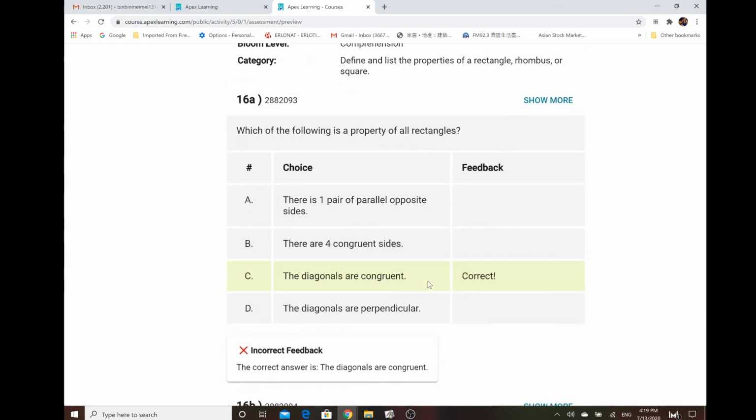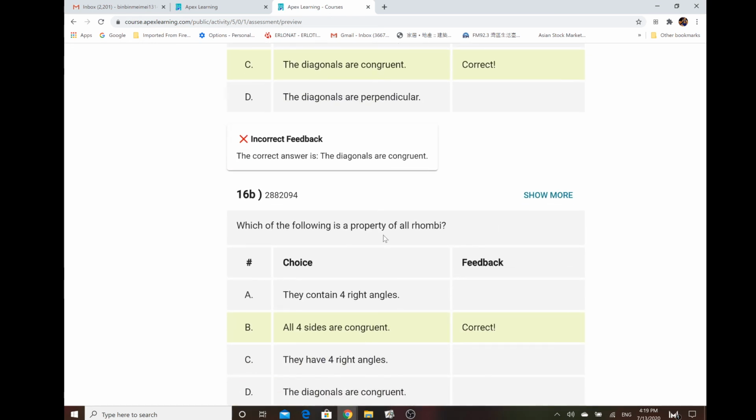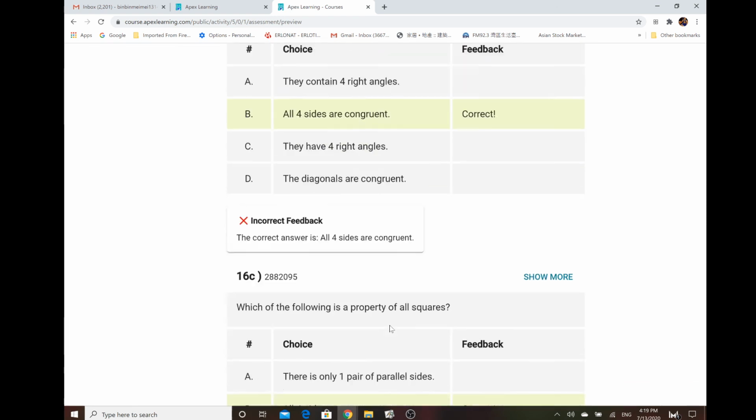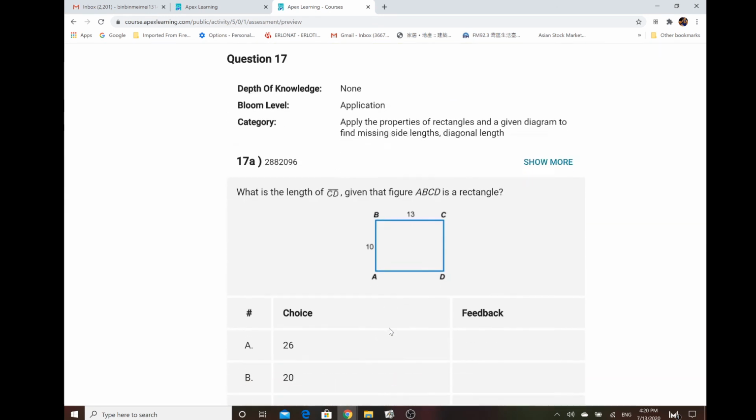16. Which of the following is a property of all rectangles? A rectangle is considered one of the special parallelograms. The diagonals are congruent. Okay, which of the following is a property of all rhombi? All four sides are congruent. That's another special parallelogram, the rhombus. And for the properties of a square, all four sides are congruent, obviously.